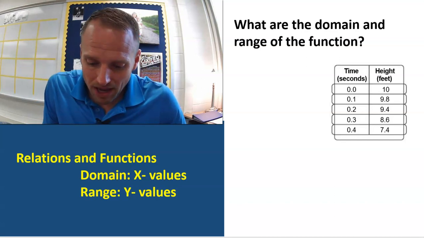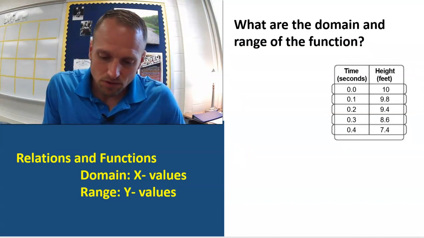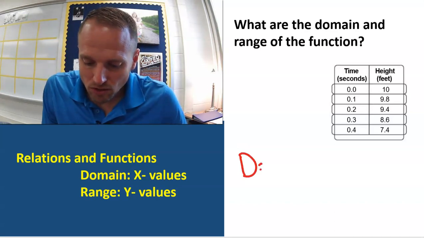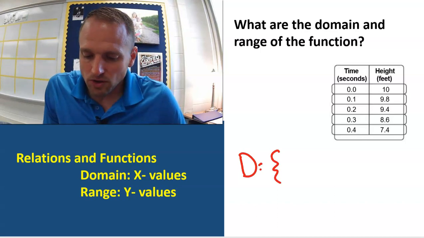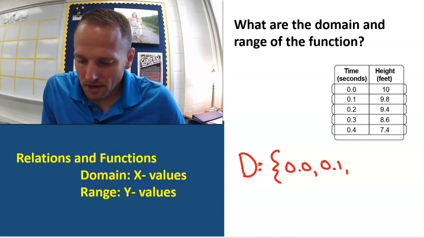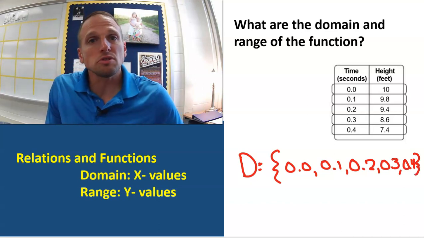So your domain, domain starts with a D, I suppose. So the domain is going to be equal to, first x was 0.0, and then 0.1, 0.2, 0.3, and 0.4. That's your domain, your set of x values.